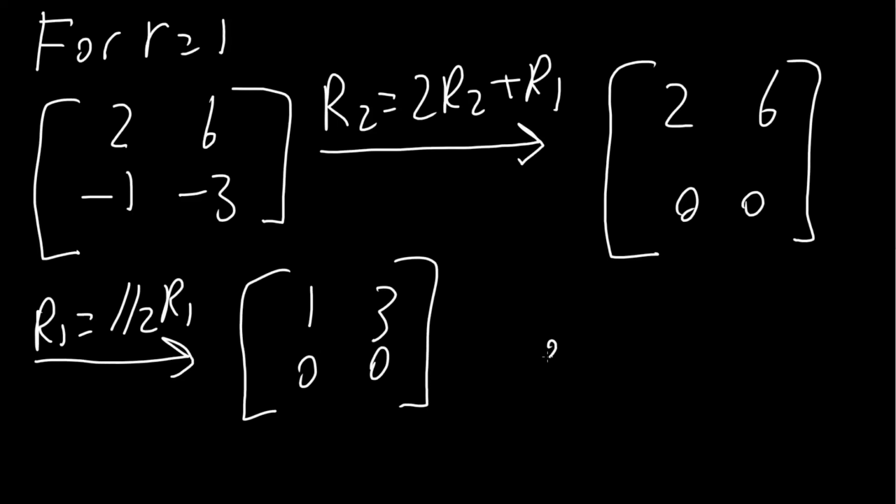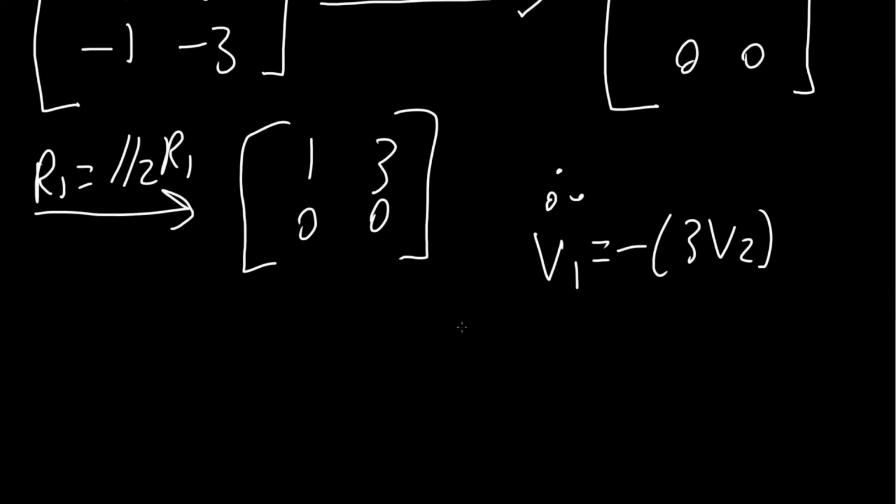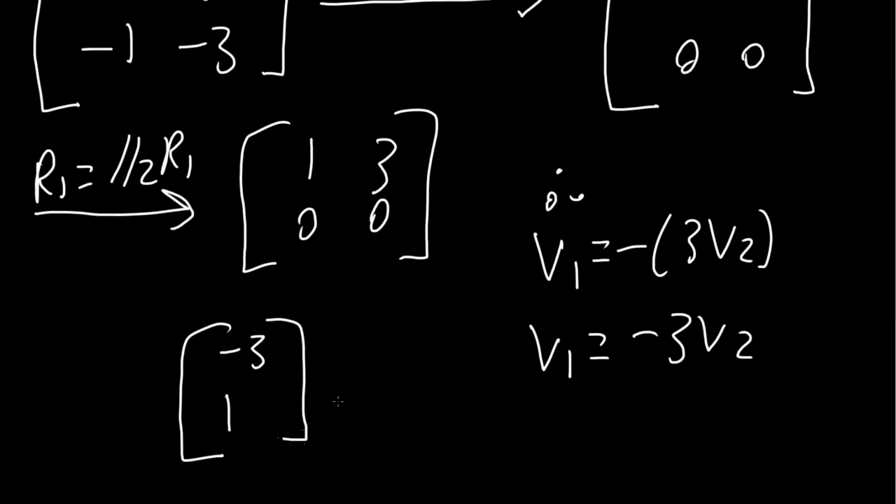And so therefore we can say that our eigenvector would be, V1 is equal to minus 3V2. And that means if V2 is 1, then V1 would be negative 3. Or you could think about it this way. If V1 is negative 3, we divide by negative 3. That means V2 is 1. And so this is our eigenvector for the eigenvalue of r is equal to 1.